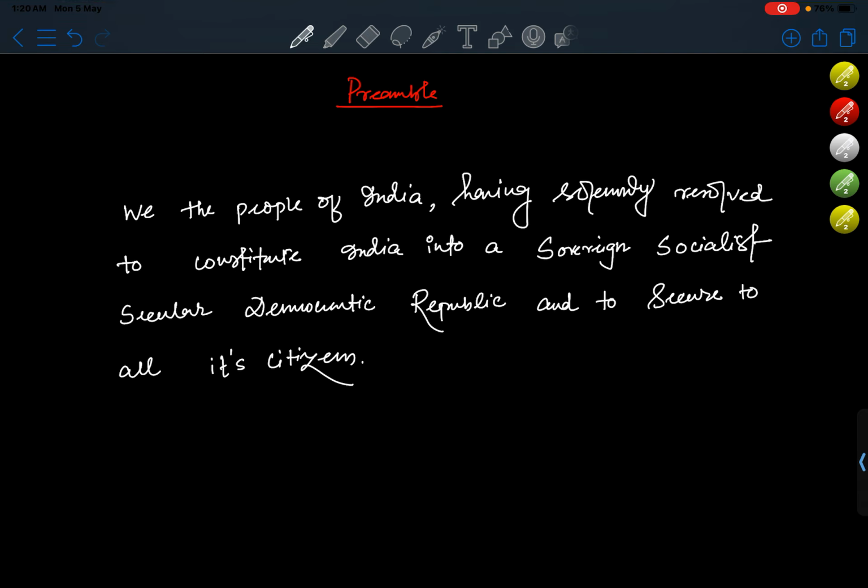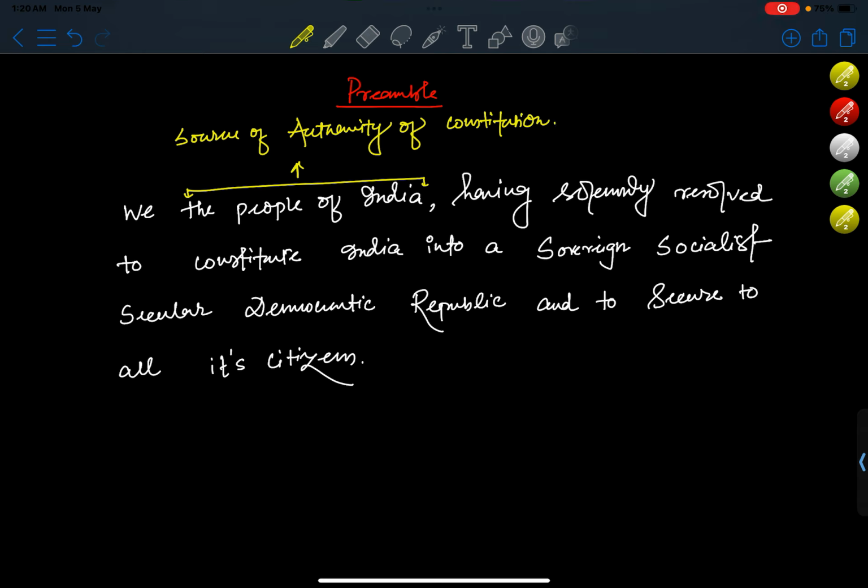Now understand one thing. Here there are a few things we need to understand. This is the preamble, which means this is the first page of our constitution. Here you should know this thing: the people of India. What is this, the people of India? These people of India are the source of authority of the constitution.